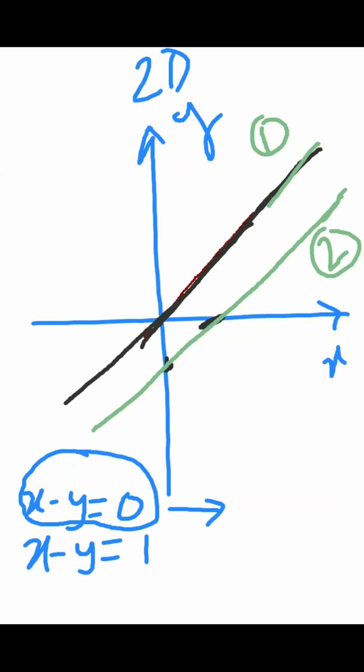Here no solution will satisfy because these two are parallel lines. No point will satisfy because there is no intersection at all. So there is no solution for this. That's why in mathematics we call these inconsistent equations.